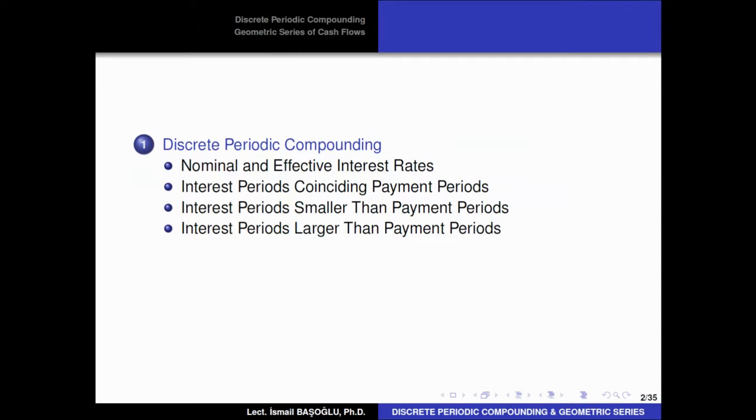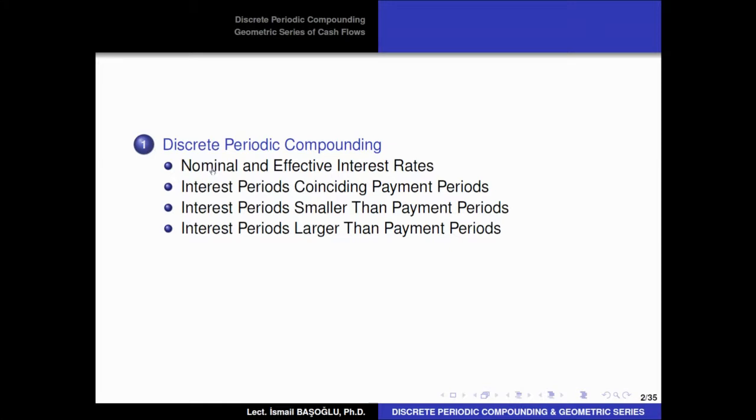First, we are going to talk about discrete periodic compounding, and in order to study different periods of cash flows, we need to understand the difference between the nominal and the effective interest rates. From now on, we are going to define the nominal interest rate for the annual compounding interest rates, but the effective interest rate is going to be defined for the periods. We are going to understand this difference, then we are going to solve three different types of problems.